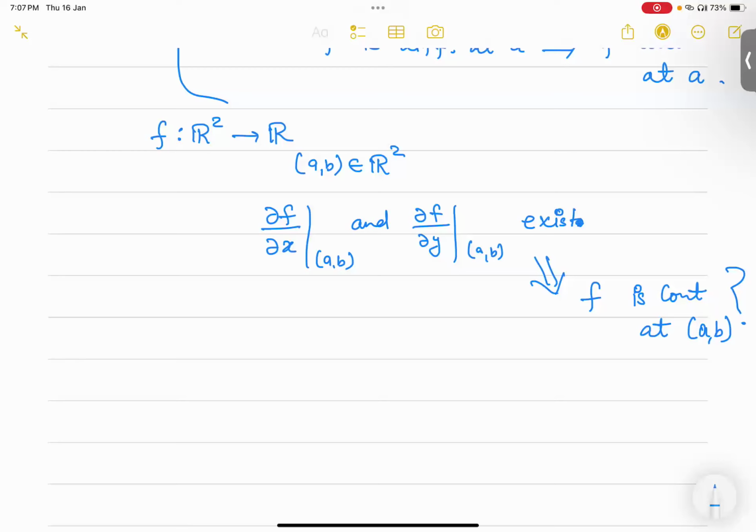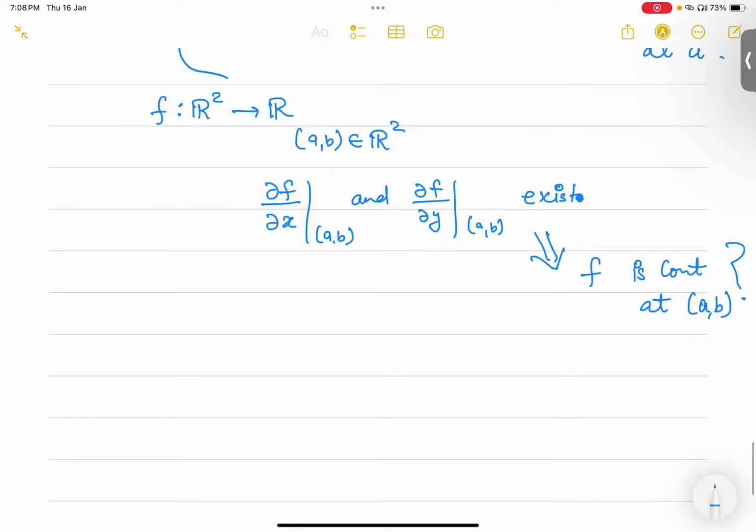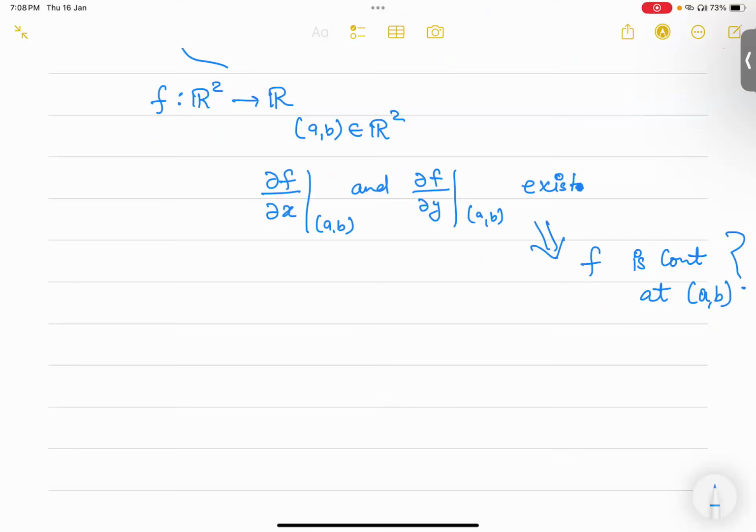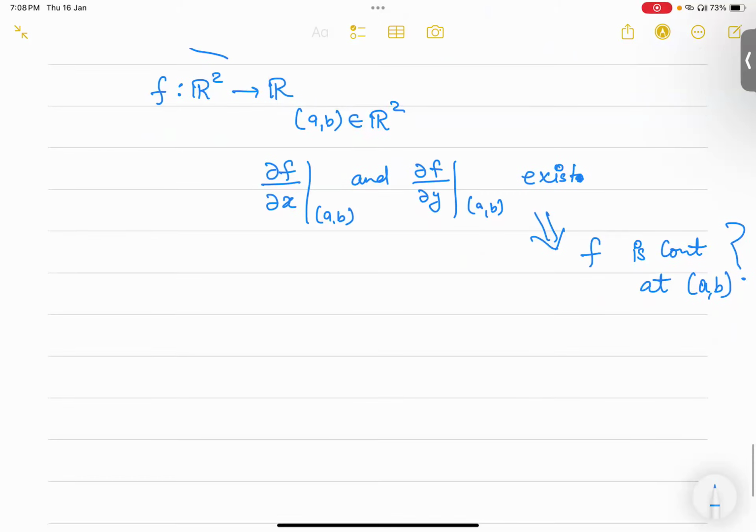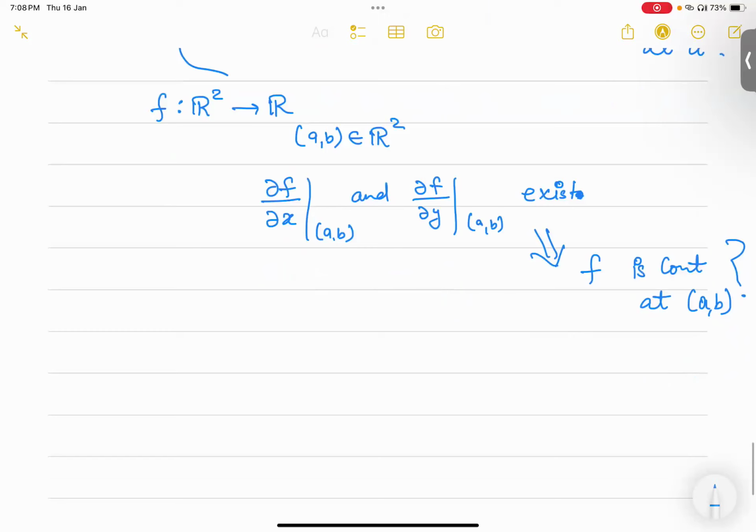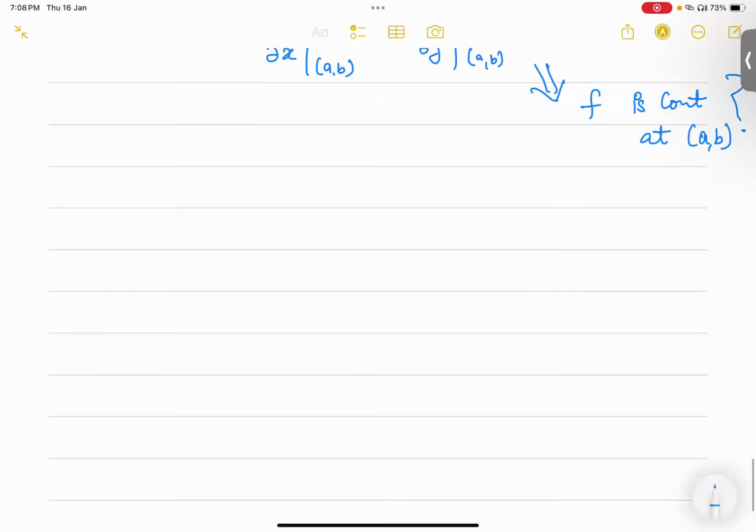Suppose both the partial derivatives at point (a, b) exist. Can you say f is continuous at (a, b)? Yes. So someone is saying yes. Okay, let me give you one function.